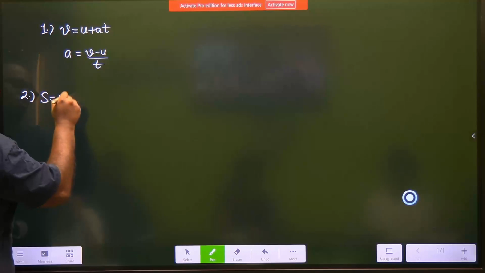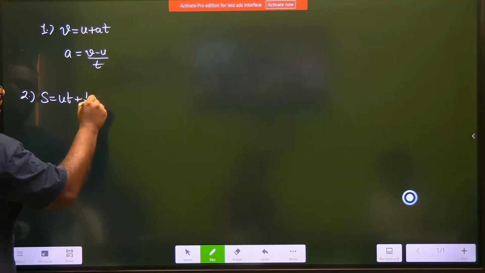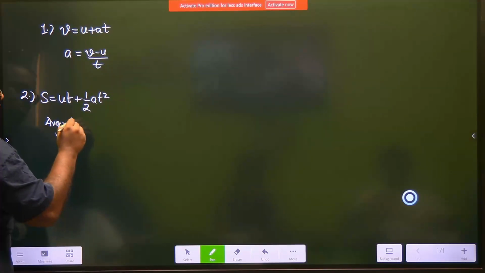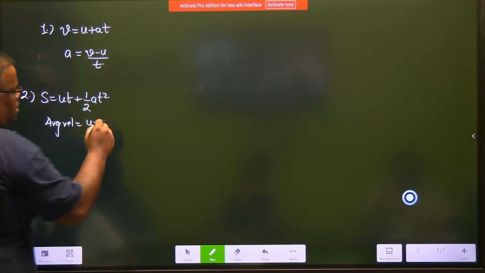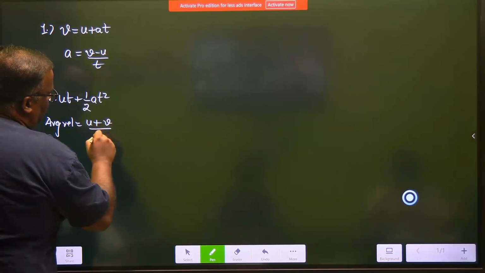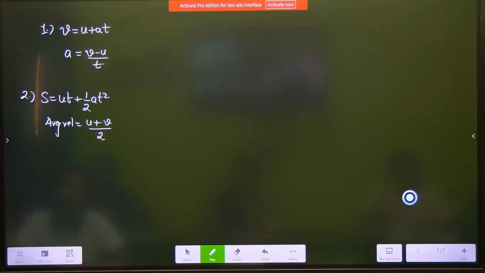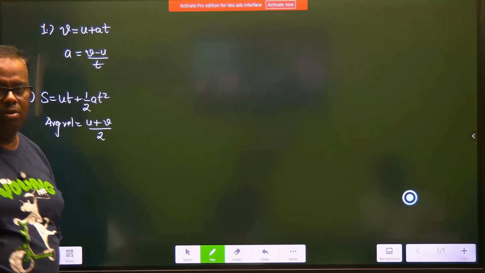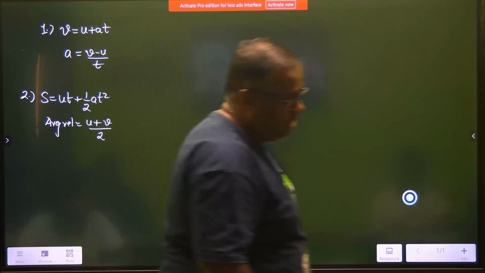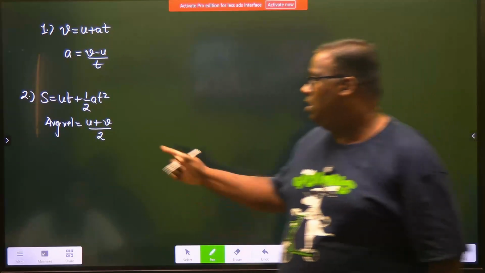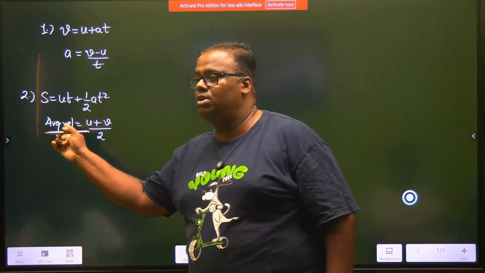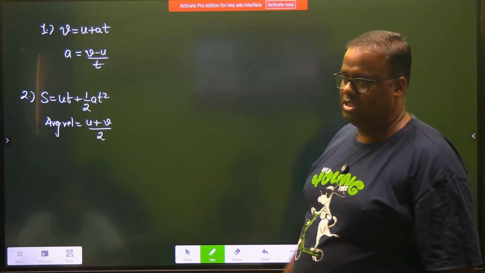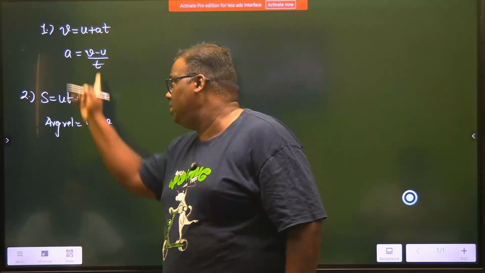Displacement is equal to ut plus half times at square. What did we use? We said average velocity is equal to initial plus final velocity divided by 2, right? And from this we found the average velocity. And this average velocity was displacement over time, right? And from there we divided all these things, and we put this in place of V.